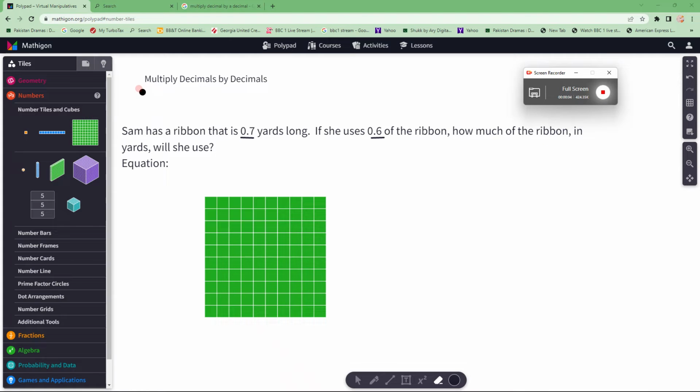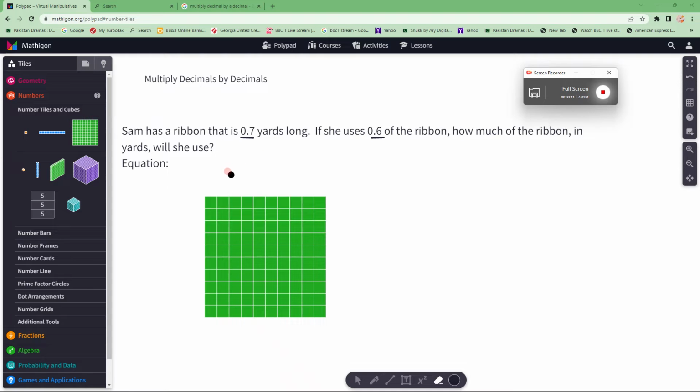Today we are learning to multiply decimals by decimals. Okay. So our problem of the day is: Sam has a ribbon that is 7/10 yards long, and if she uses 6/10 of the ribbon, how much of the ribbon in yards will she use? So here in this problem, we're trying to find how much of the ribbon in yards will she use, and also we're going to create an equation to solve this problem.